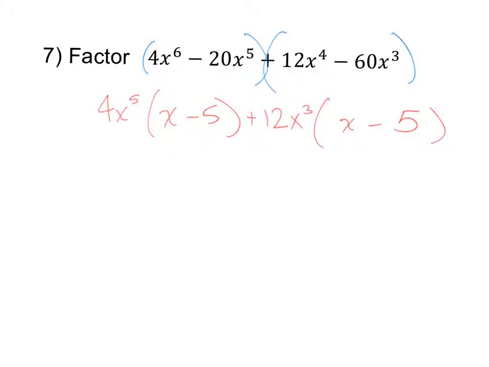Now, I look to see what can I factor out of that expression. What do they all have in common? The parentheses x minus 5. That is factored out, and what is left? 4x to the 5 plus 12x cubed.